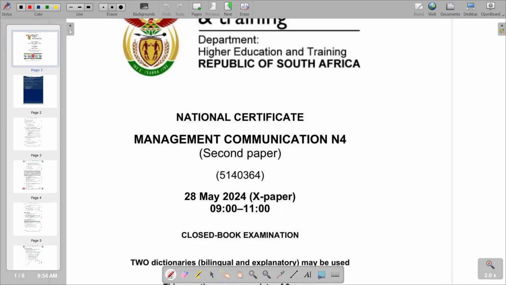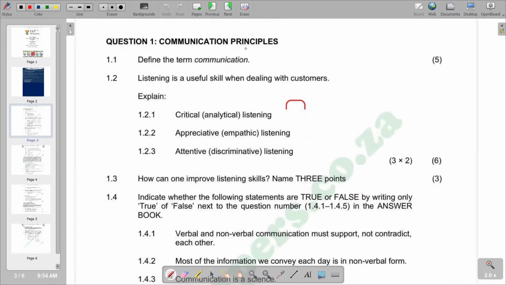In this video, we are still working on the question paper of May 2024, and we are going to look at a question on communication principles. That is our question. But the first question is: define the term communication. And you see that our question is for 5 marks, so it requires a detailed explanation of communication.